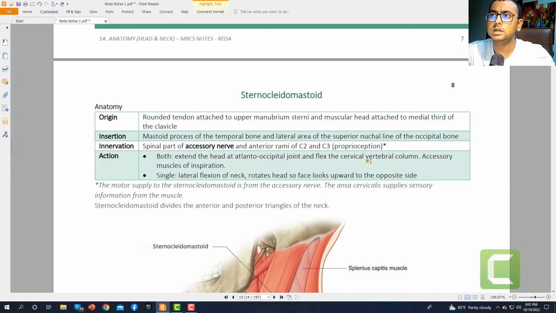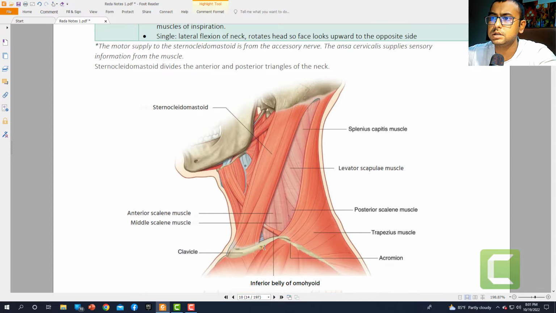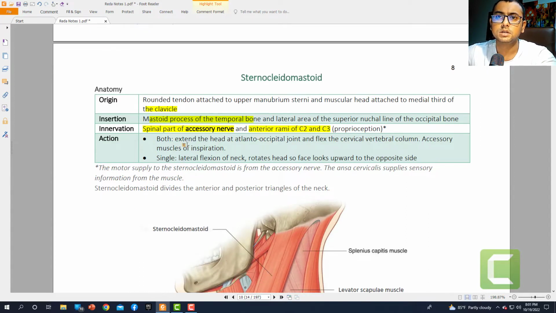Now two important things, first the sternocleidomastoid, one of the prominent muscles. One part is attached to the mastoid process of the temporal bone, and the other to the clavicle. Innervation is mainly by the spinal part of the accessory nerve, with anterior rami of C2 and C3. Actions include nodding movements, and extension of the head at the atlanto-occipital joints.